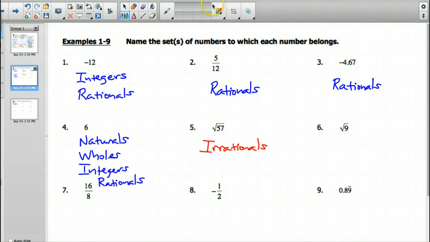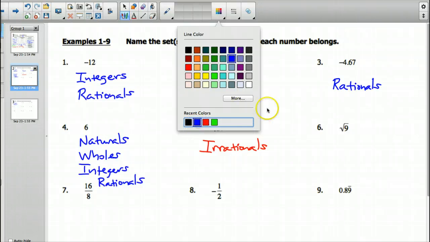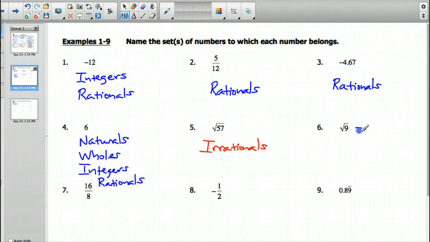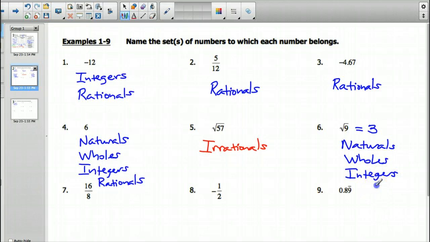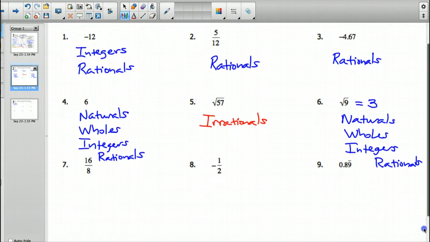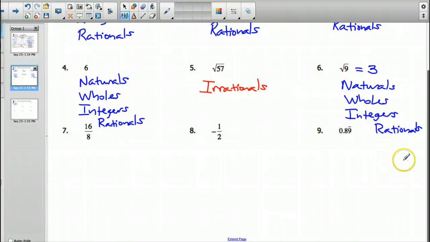Square root of 9, on the other hand, 9 is a perfect square. The square root of 9 is really just equal to 3, so that means that the square root of 9 is a natural number because 3 is natural, and it's automatically a part of the next 3 as well: the wholes, the integers, and the rationals. So just because you see a square root doesn't mean it's irrational. If it's a perfect square, then it's going to be in these 4 sets right here.